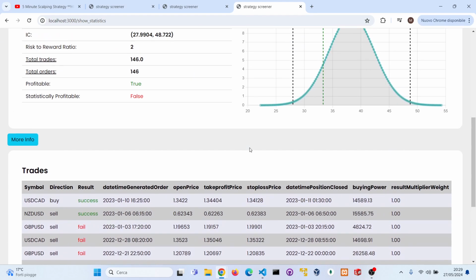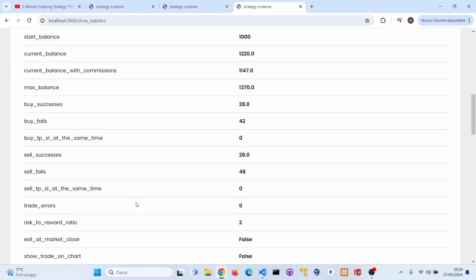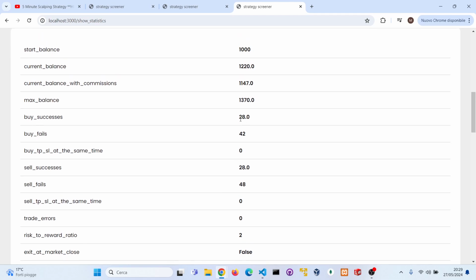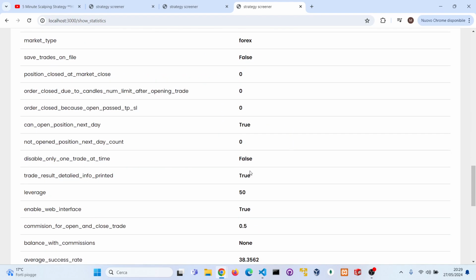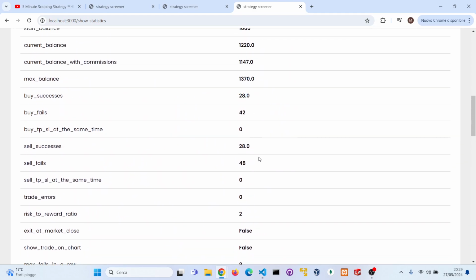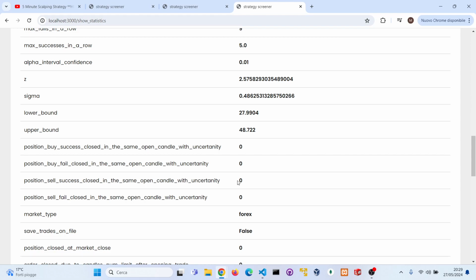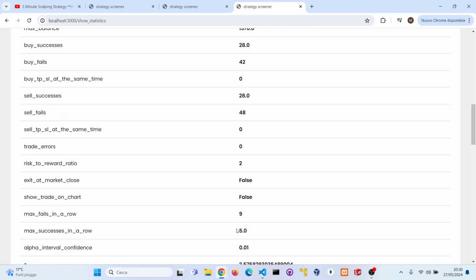Then another thing that I want to add is analyzing how many success and fail there were in a row. And as you can see, there were 28 buy success. Sorry, not here. I don't find them. Okay, here we have 5 success in a row and 9 fail in a row.